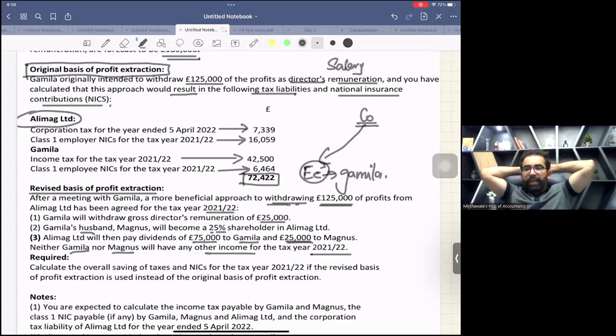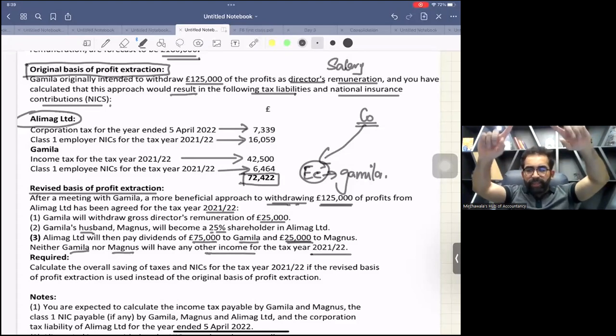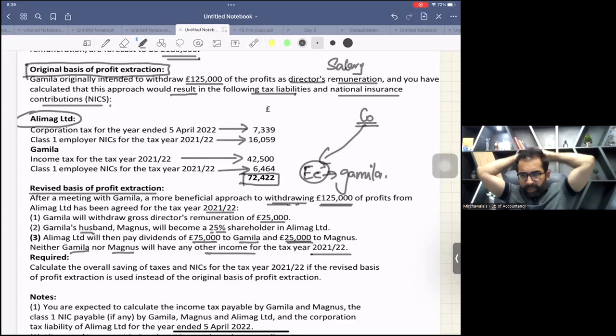Now for the company, the allowed expense is the salary. The 25,000 salary is the allowed expense. And one more thing, class one employer NIC is also an allowed expense for the company. For the individuals, there are two individuals involved now, husband and wife. For the wife, there is one income, which is employment income, 25,000. And for the wife, there is one more income, which is 75,000 ordinary dividends.